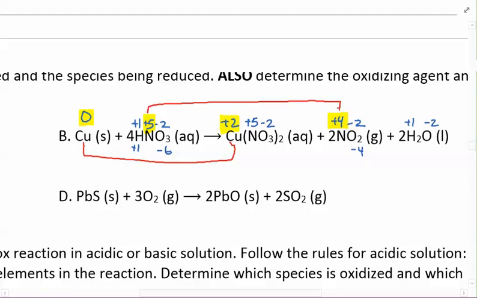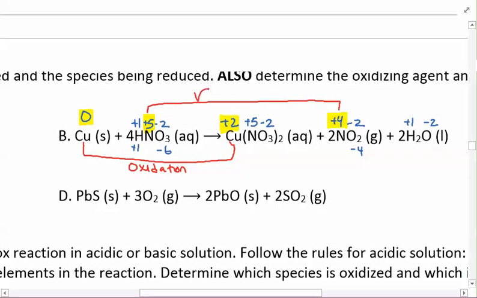Zero to +2 means we're losing electrons. Losing electrons is oxidation, meaning nitrogen is gaining electrons, which is reduction. So again, this was a little harder example.